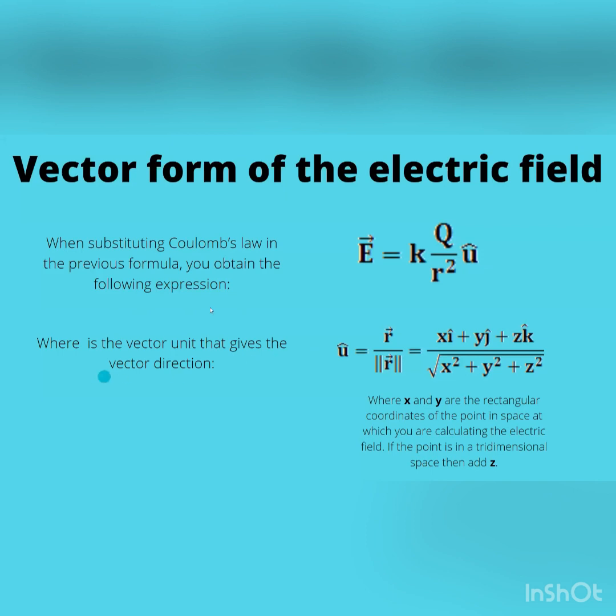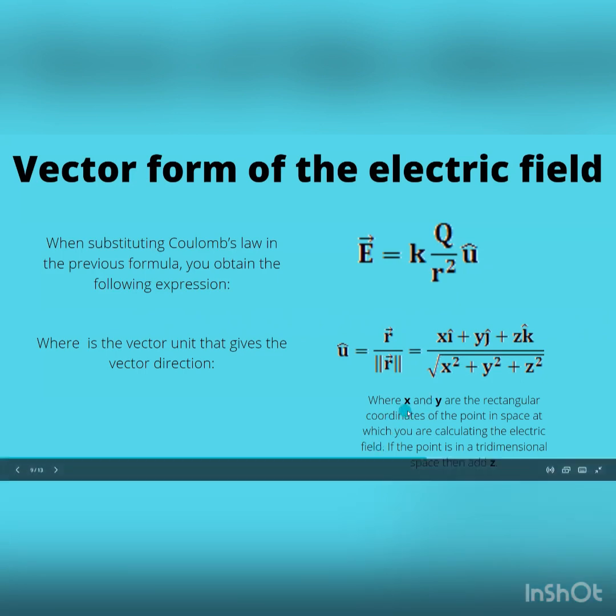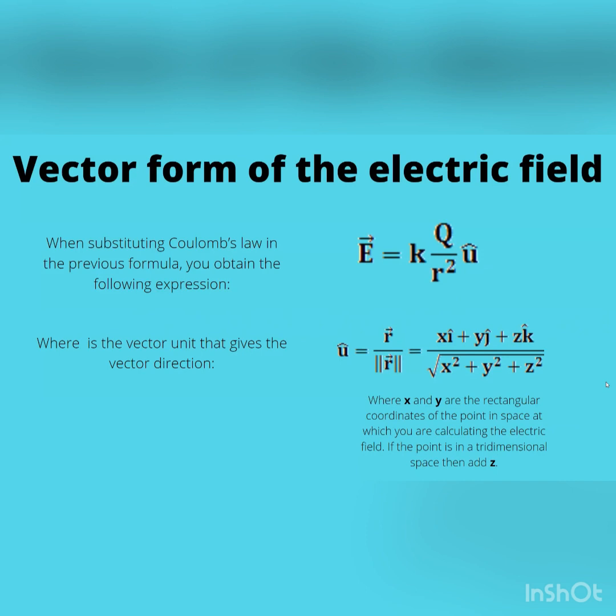Now, to know the unit vector that gives the vector direction, you need to use the following formula, where X and Y are the rectangular coordinates of the point in space at which you are calculating the electric field. If the point is in a three-dimensional space, then you add the letter Z.